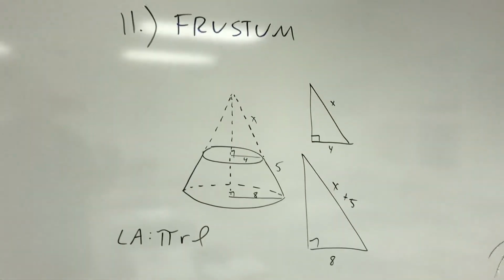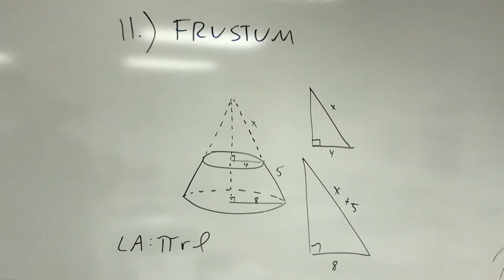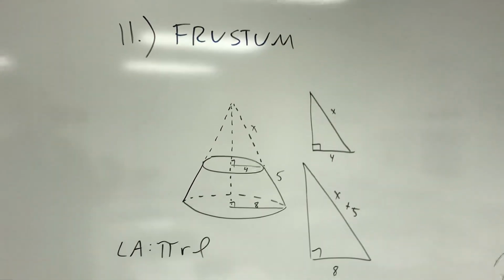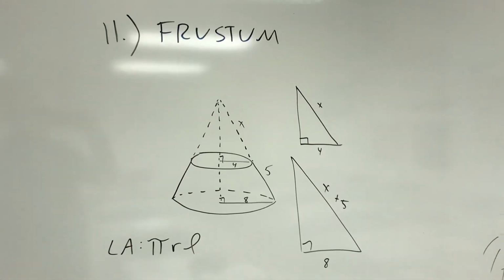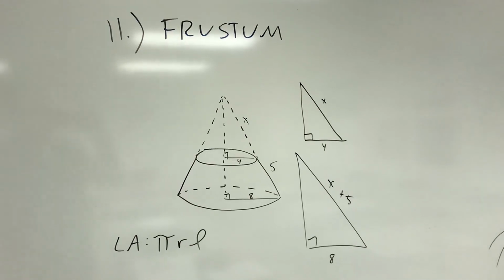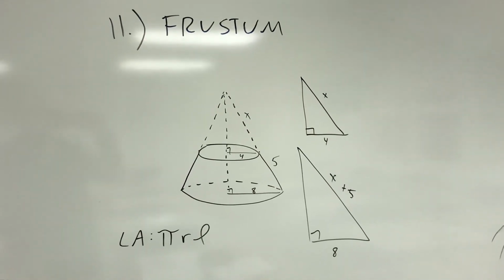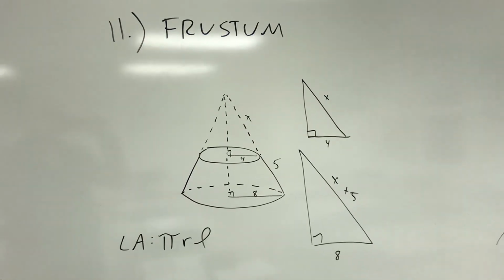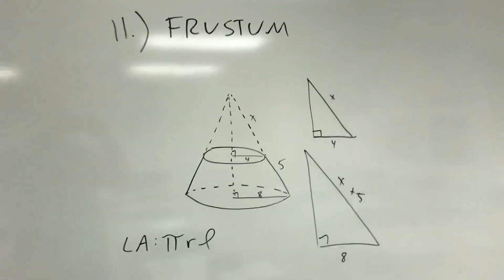Here's question number 11. Number 11 is a concept called the frustum, which I don't think we've worked with a lot this year, but hopefully you worked with in geometry last year. The frustum is actually the lower part of a cone. So you're basically slicing off the top part of the cone, and I drew that in there.